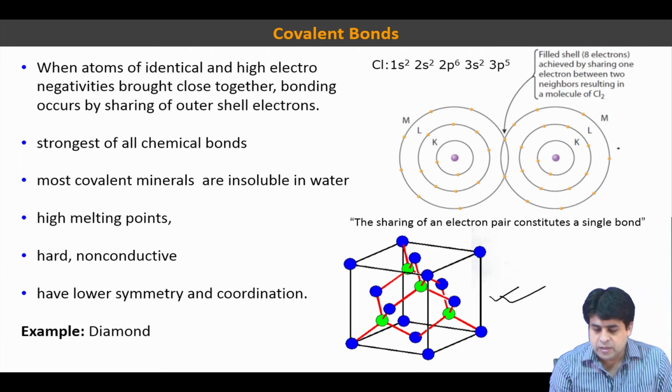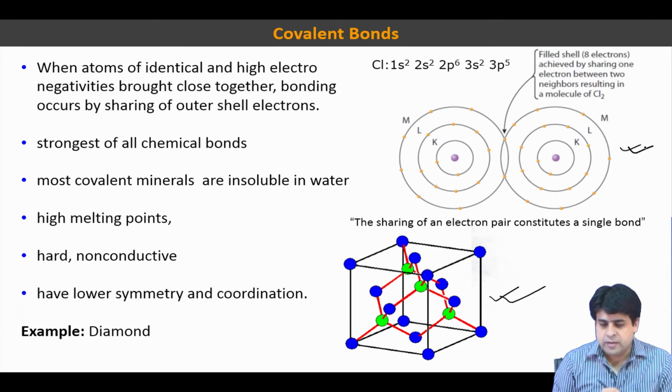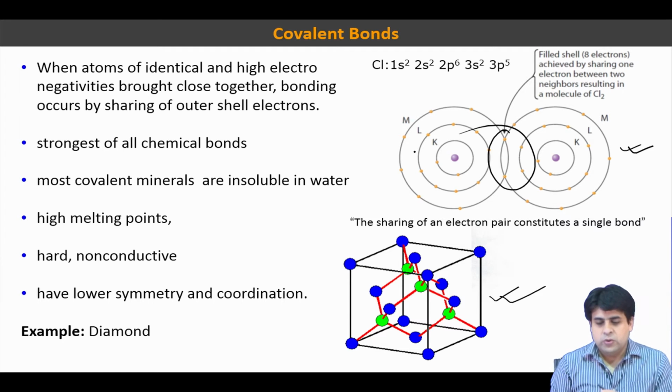This is an example of a chlorine atom. When you make a covalent bond between chlorine and chlorine atoms, there is sharing of electrons. Because of that, it makes a very strong bond. Covalent bonds are insoluble in water, and are the strongest of all the chemical bonds. They have a high melting point, are very hard, non-conductive, and have low symmetry and coordination. And this is the example of diamond.